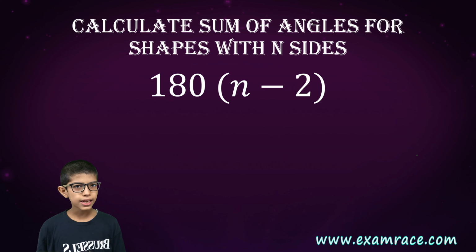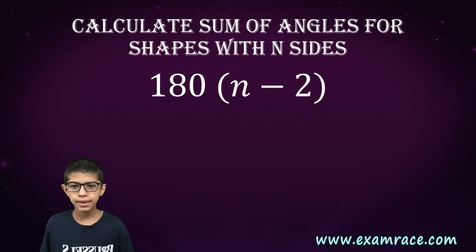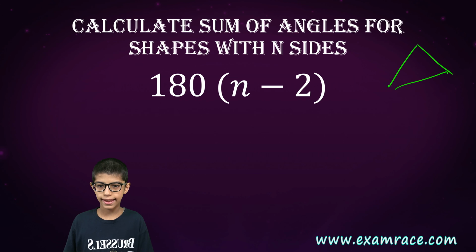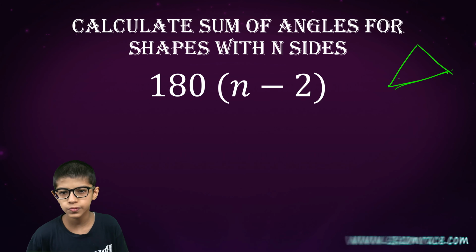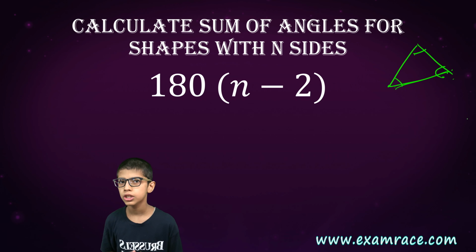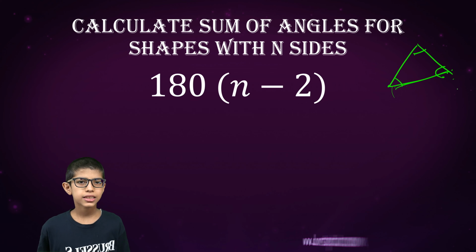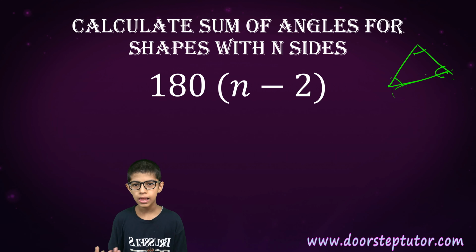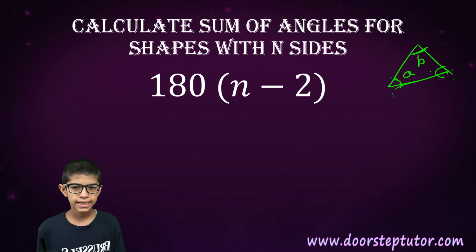Now, here we will learn a very interesting formula. So, for example, I have any shape, for example, a triangle. In a triangle, I want to find the sum of its interior angles. So, what are interior angles? Interior angles are the angles which are located inside the shape. For example, in this triangle, the interior angles will be A, B and C.